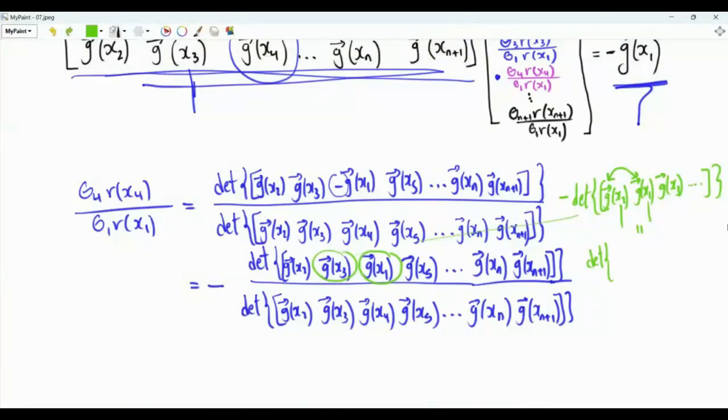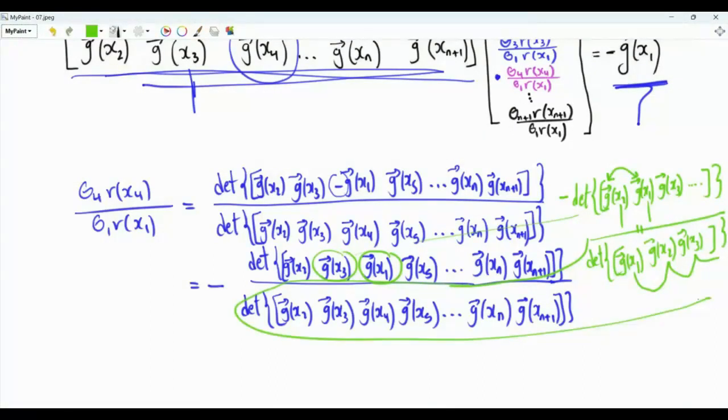So this is equal to the determinant of an n by n matrix. The first column is g arrow of x1, then g arrow of x2, then g arrow of x3, then g arrow of x5, and so forth. x1, x2, x3, okay. The sequence here is strictly increasing. A very important implication of the Haar condition is that the determinant in the numerator and that in the denominator have the same sign. Their ratio is strictly positive. There is a minus sign here that came from that minus sign. Theta 4 r of x4 divided by theta 1 r of x1 is strictly negative.